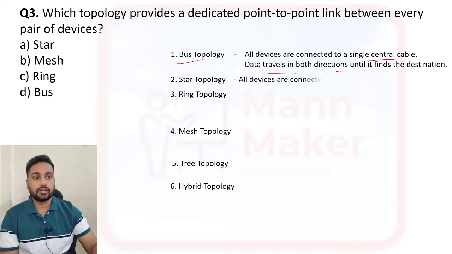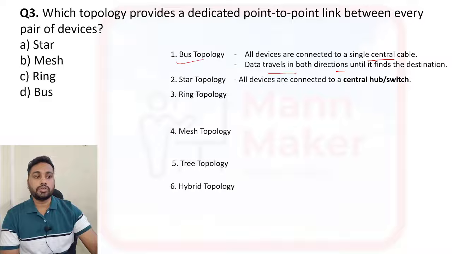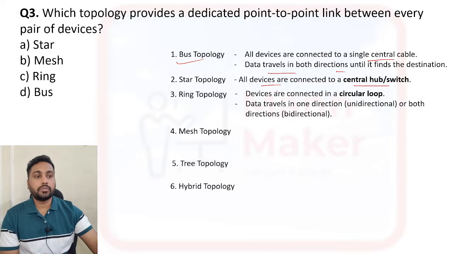Similarly, we have star topology. In star topology, all devices are connected to a central hub or switch. Okay. Ring topology, in that devices are connected in a circular loop and data travels in one direction or both directions. Okay. Sometimes they will ask a question, in which network topology does data travel in both directions? That time you need to give the answer ring topology.